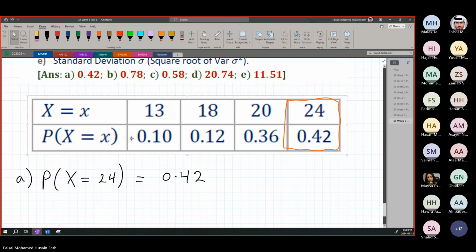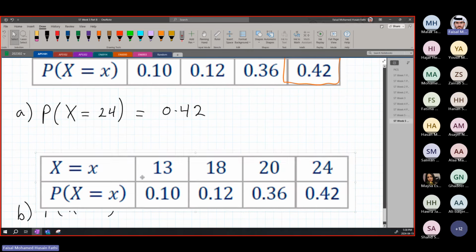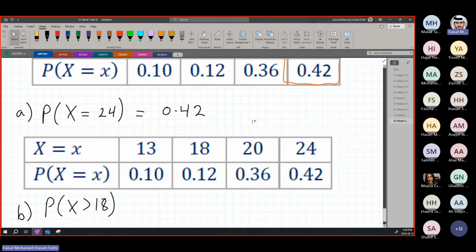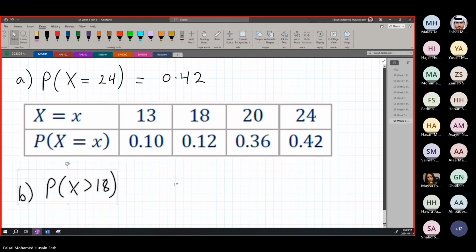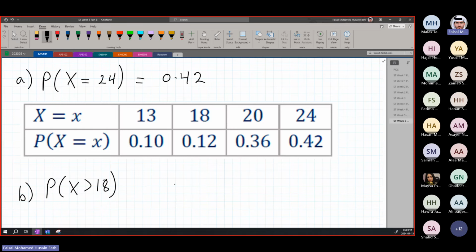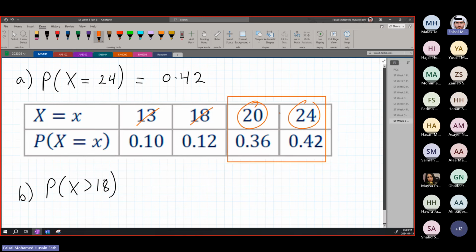So again, we're going to look at the same table. We're going to look at the values that are over here. When is x greater than 18? Not 13, no. 13 is not greater than 18. 18 is not greater than 18. It is equal to it. And there's no greater than or equal sign. It's just greater than. 20 is, and 24 is. So again, we're just going to look at these values. All right. And now we can calculate the probability.